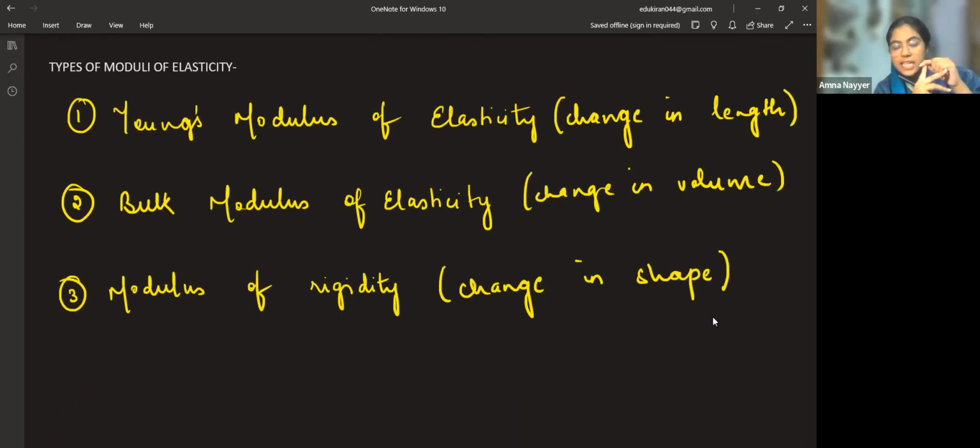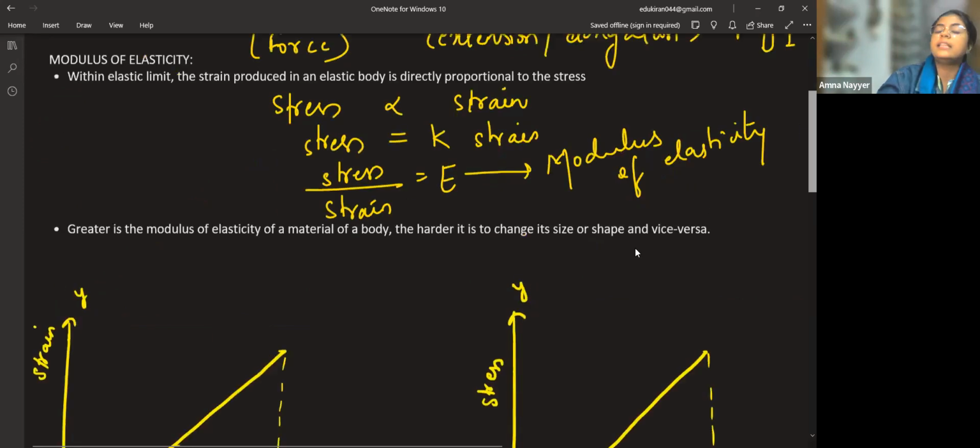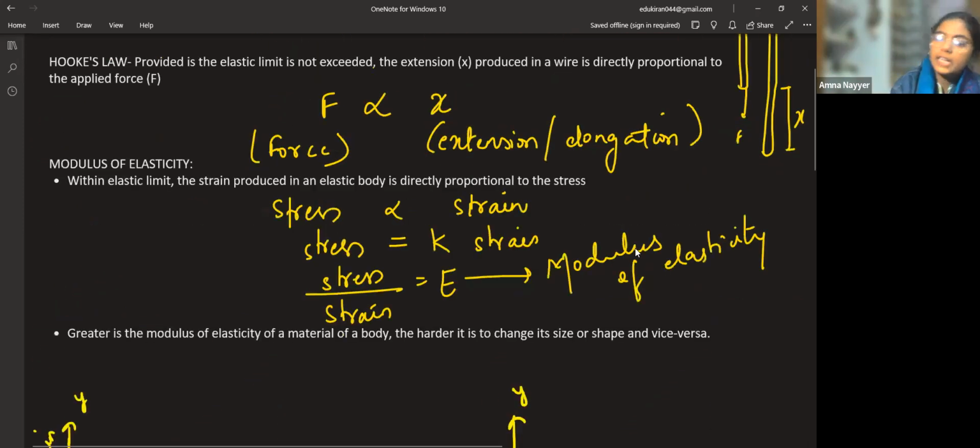One, because of change in length, which is the most common and very important, is Young's modulus of elasticity. You have change in volume, that is bulk modulus of elasticity, and change in shape, that is modulus of rigidity. So three types of deformations produced, three types of stresses, three types of strain, their ratio, three types of moduli of elasticity. So what is modulus of elasticity? It's basically the ratio of stress and strain. It can be Young's modulus, bulk modulus, or any other.